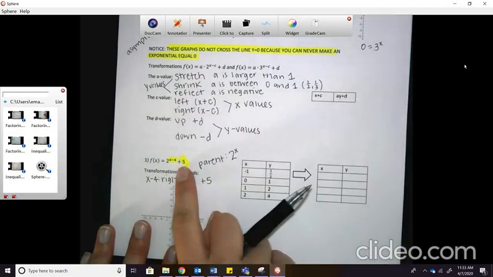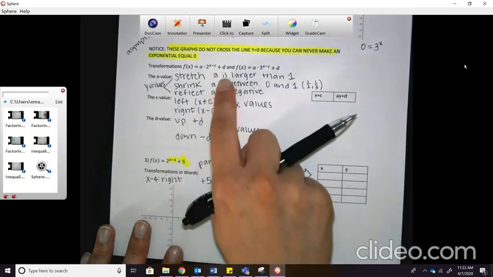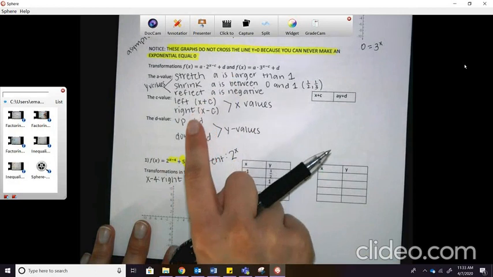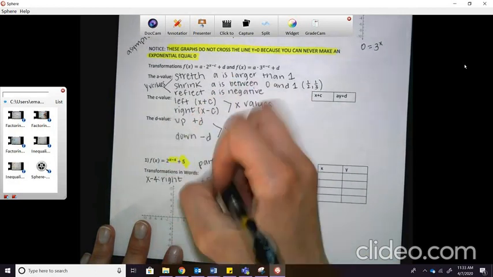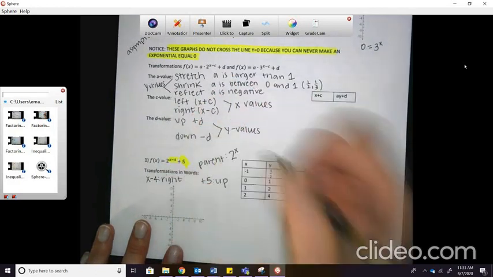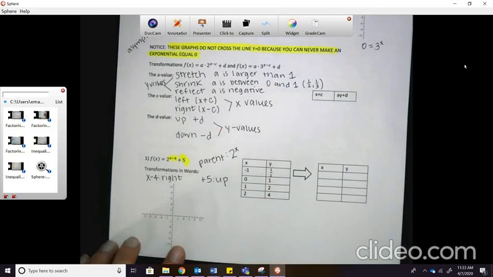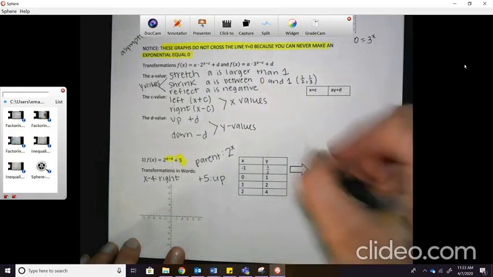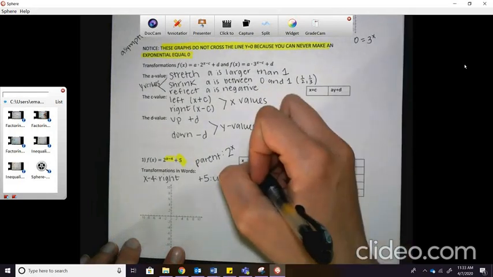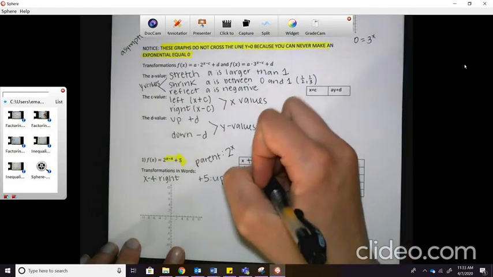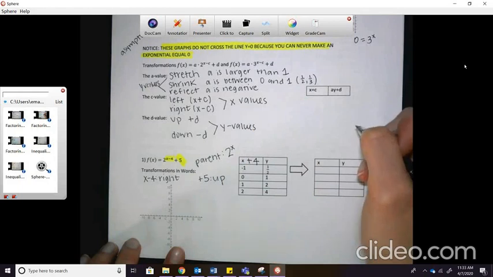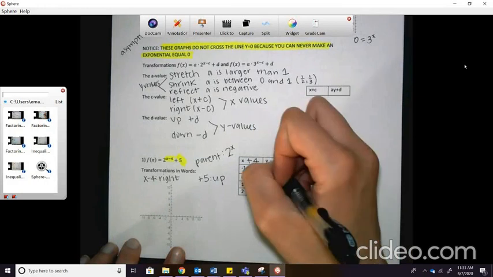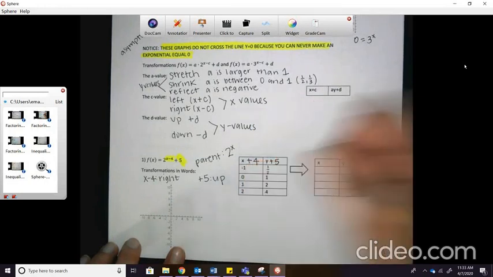Then I have a plus 5 on the end. That's like my d value. It is positive, so I'm going to move up. So I want to move my graph right and up. If I'm going to move it right, I need to take all of my x's and add 4 to make them move to the right. All of my y's are going to be added by 5.